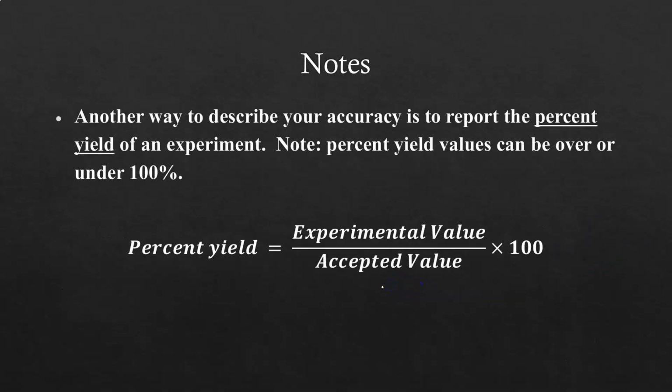Another way to describe accuracy is to report the percent yield of an experiment. Note percent yield values can be over or under 100%, where your experimental value that you got in a lab or whatever is divided by the accepted, or the one that you should have gotten, and you multiply by 100 to get a percent. So this is like your grade, where this would be like your points earned.